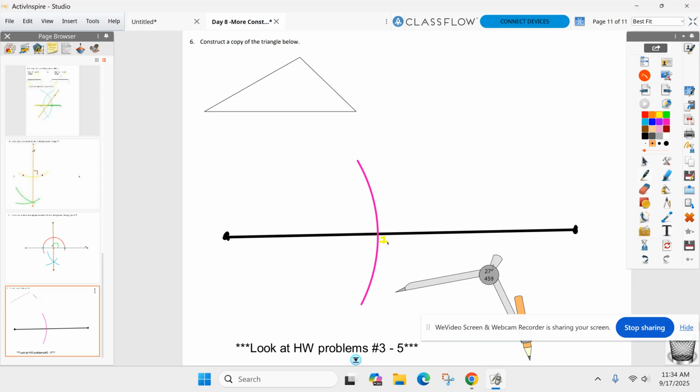All right, you ready? Copy a second segment. Got to copy a second side on to your same exact way we just did. Copy a second side on. Your call.